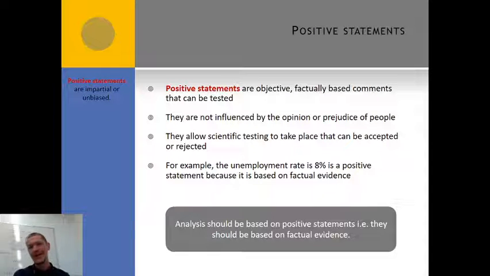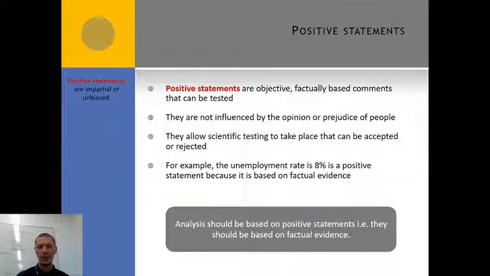So, his car is green is a positive statement. It is objective. It is factually based. We can test it by going to B&Q and doing what I said with the kind of paint testers. His car is green. There was no opinion. There was no prejudice. Okay. So positive statements allow scientific testing to take place that can be accepted or rejected. If I'm standing next to a green car and I've got that green paint tester, you cannot reject the fact that I've told you. I have factual backing.